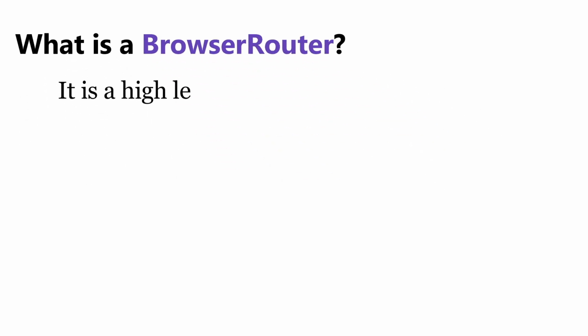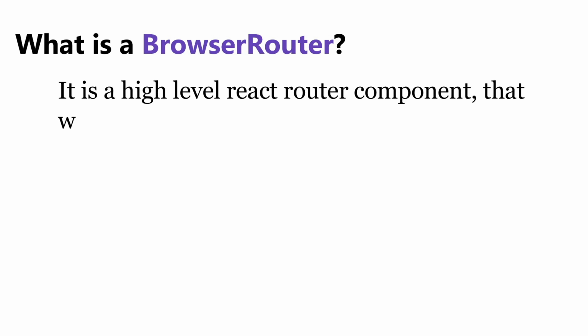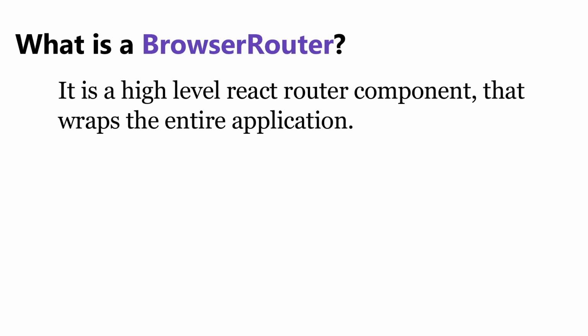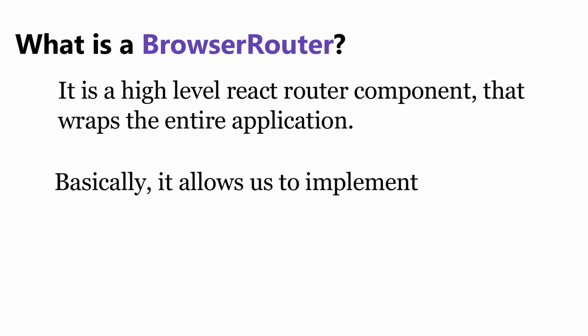The browser router component is a high-level component that wraps our entire application. It utilizes the HTML5 history API to keep your UI in sync with the URL. It provides the routing functionality for your application by listening to changes in the URL and rendering the appropriate components based on the defined routes. So at the base of our routing functionality is the browser router component.